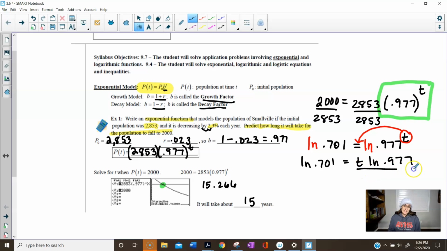And now we want to isolate t, and this is all multiplication. So you would divide by ln 0.977 to both sides. And then you can see I isolated t. If you put this into your calculator, the ln key is just to the left of the 4. And I would use a fraction bar, green alpha, F1, or the y equals. And you're going to get this 15.266.